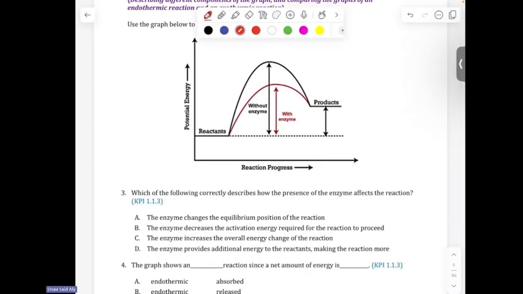Then in number 3, which of the following correctly describes, underline the keywords, how the presence of the enzyme affects the reaction?